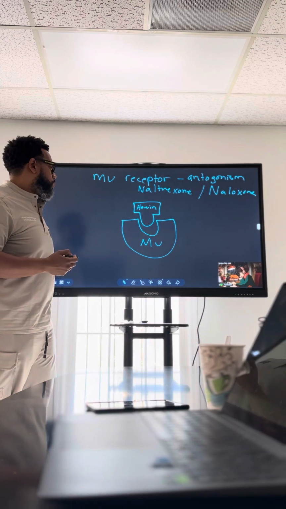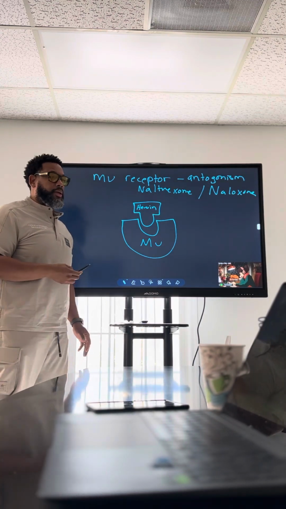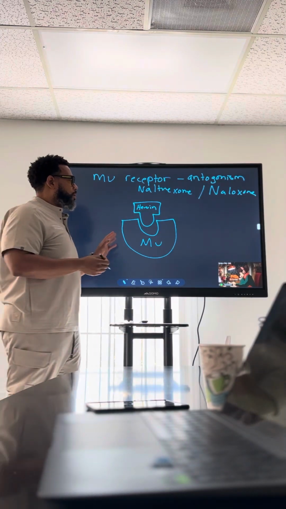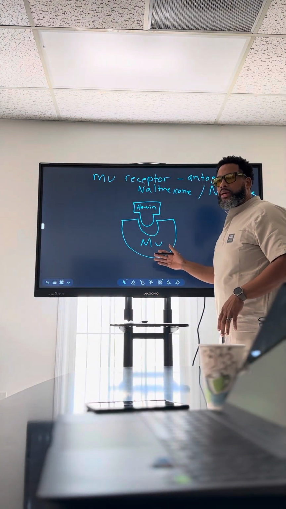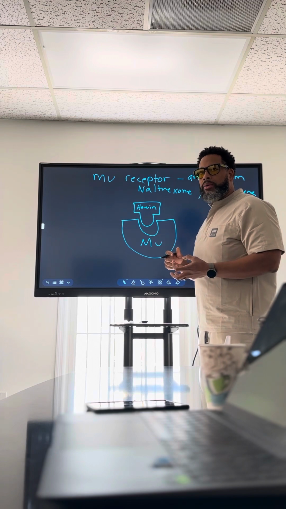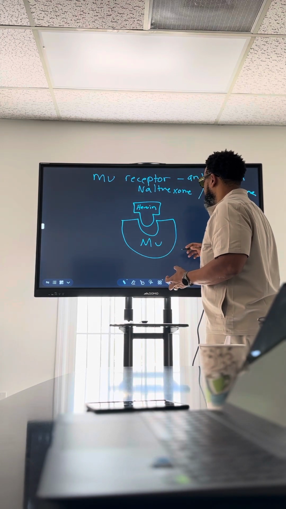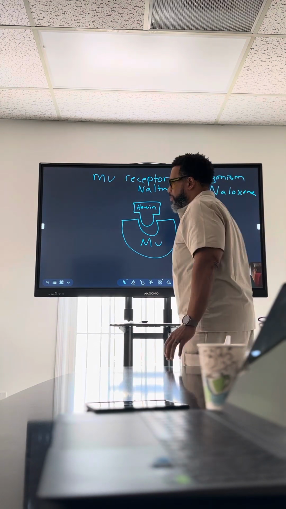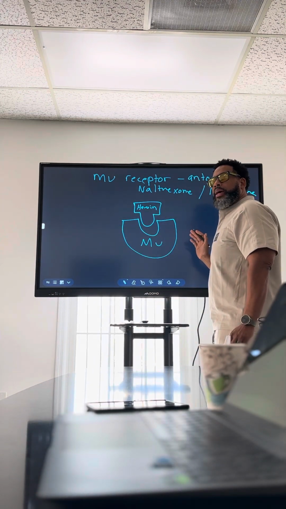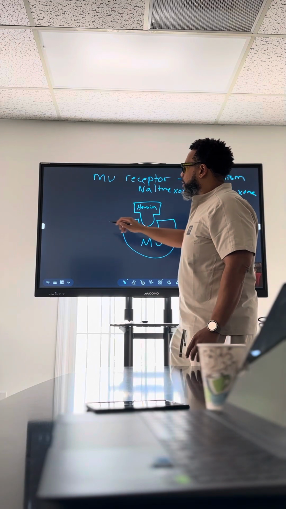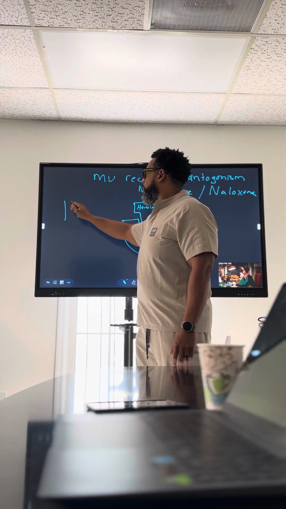So the way to think about it in my mind is the person's overdosed, and we're using this as a very simple representation of the lock and key model for receptor activity. But remember, throughout your body and in your brain, you got these mu receptors, right? And understanding that there's a concept called a K value.